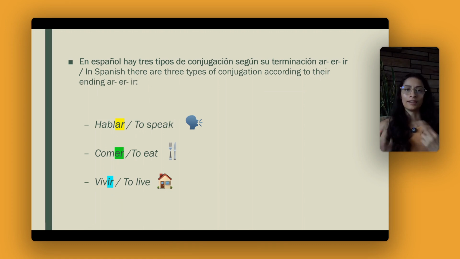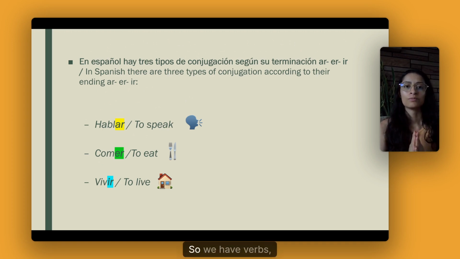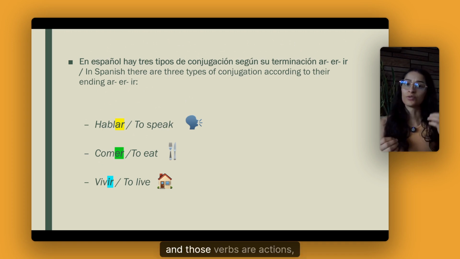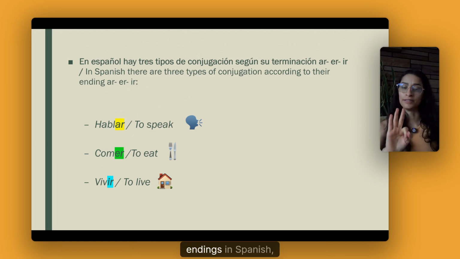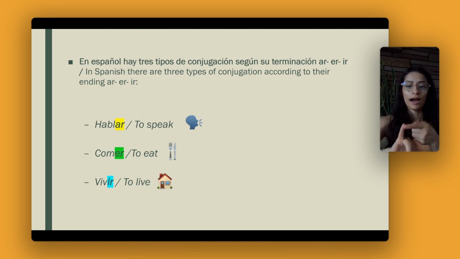So, again, a little recap. We have verbs, and those verbs are actions. And those actions or verbs have 3 endings in Spanish: ar, er, ir. Okay? Next one.